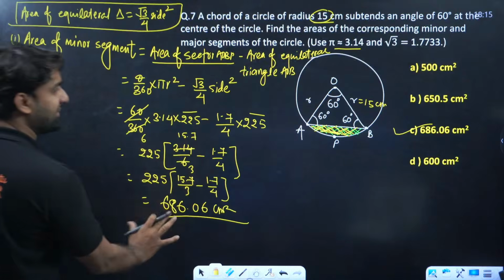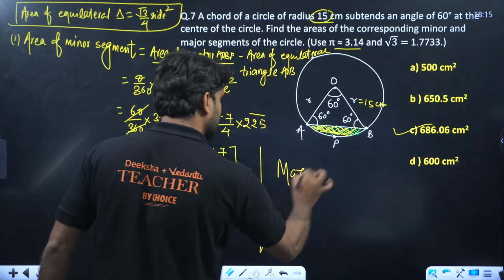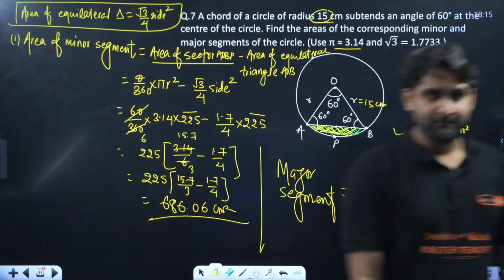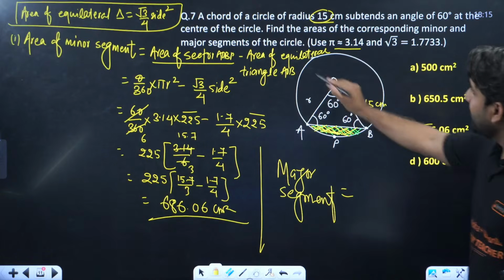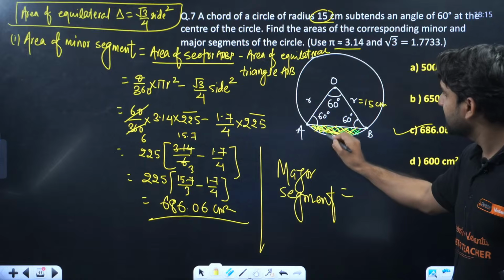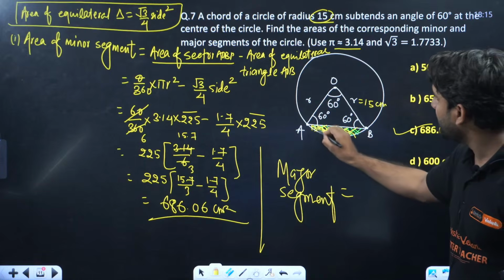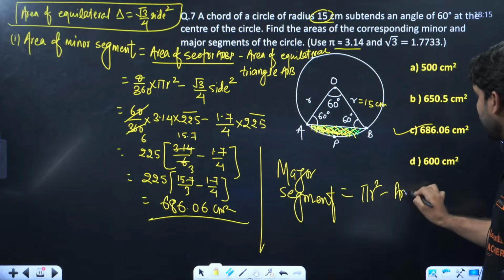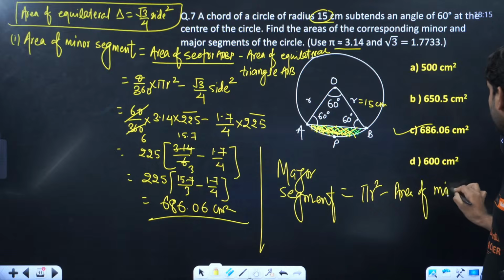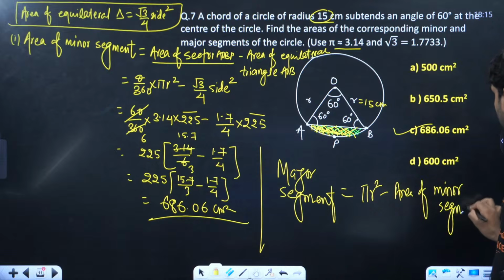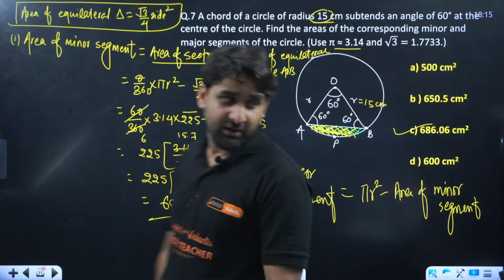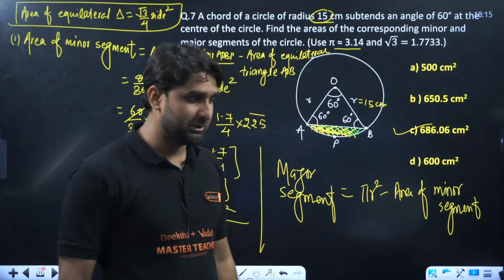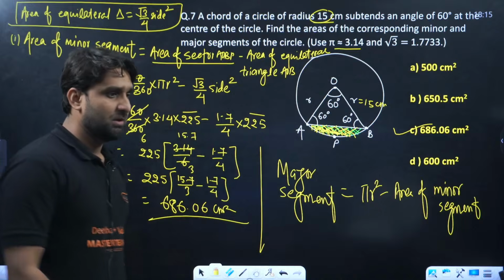How can we find the area of major segment? The area of major segment, if we subtract the area of minor segment from the entire circle, pi r square minus area of minor segment, this will give you the area of major segment. Area of entire circle minus area of minor segment will give you area of major segment. Clear, everyone?